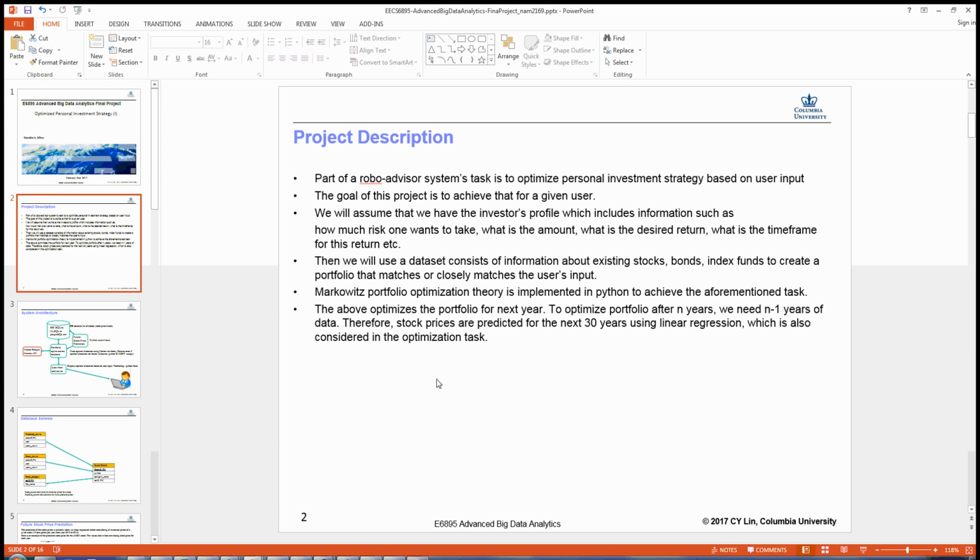So here's the description of the project. This is a part of a robo-advisor that tries to optimize personal investment strategy based on user input. A version of Markowitz portfolio optimization theory was implemented in Python to achieve this. The user will provide the amount of money that he or she wants to invest, the desired return, and the time for this return, and it will try to optimize a portfolio for that user.